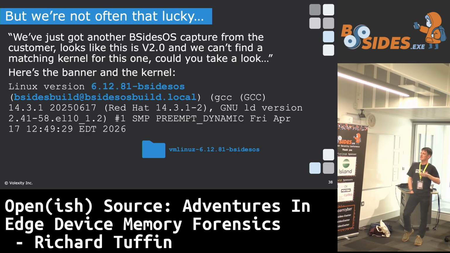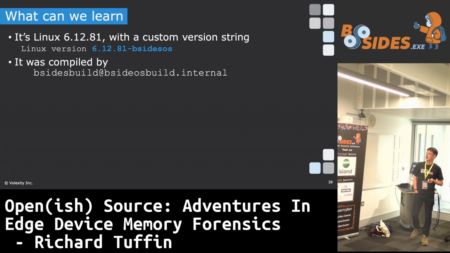Okay, and I've highlighted a couple of bits. Okay, so this is 6.12.81-BSides OS. I'm guessing I'm not going to find this on Google anywhere. So what are we going to do about that? So the version number says 6.12.81, with a custom version string.